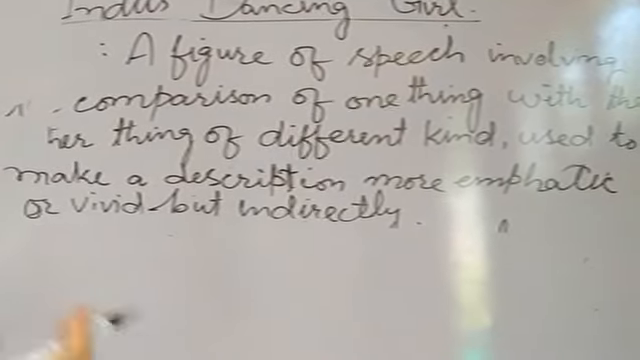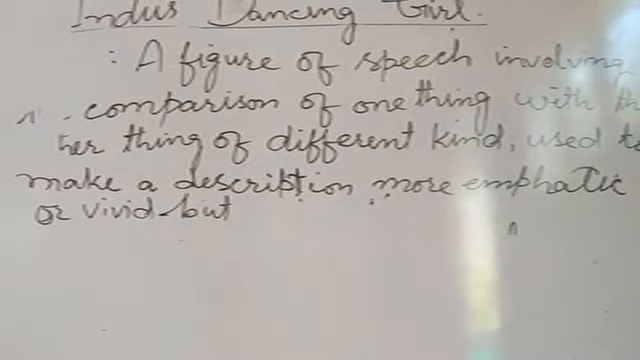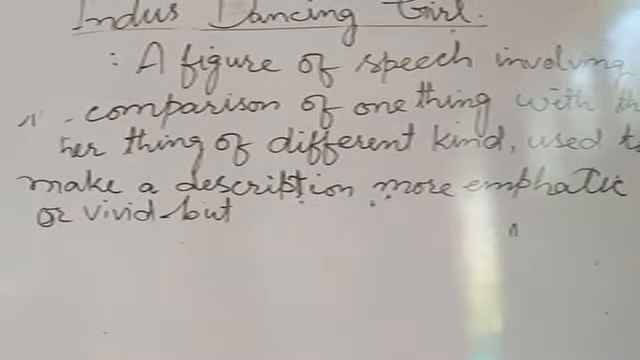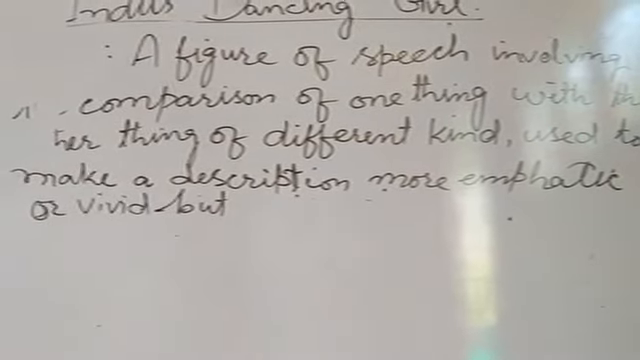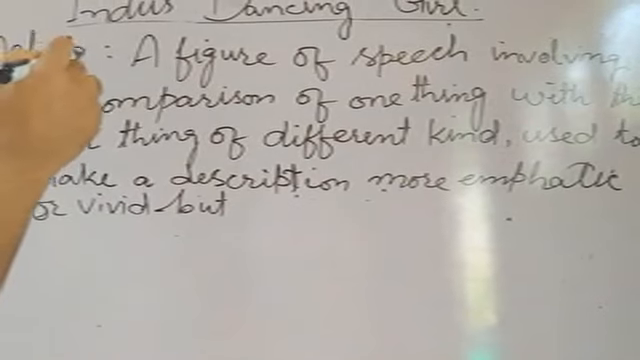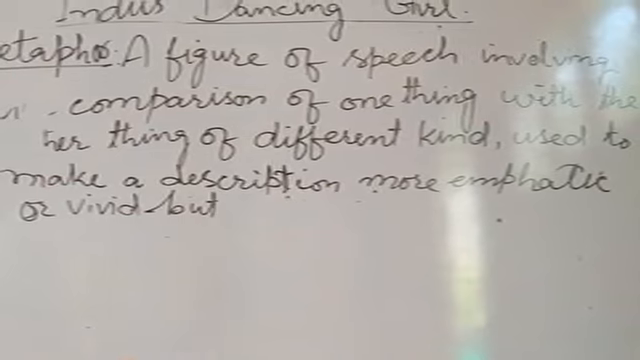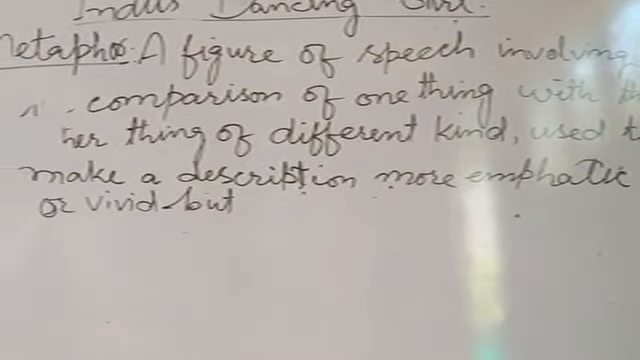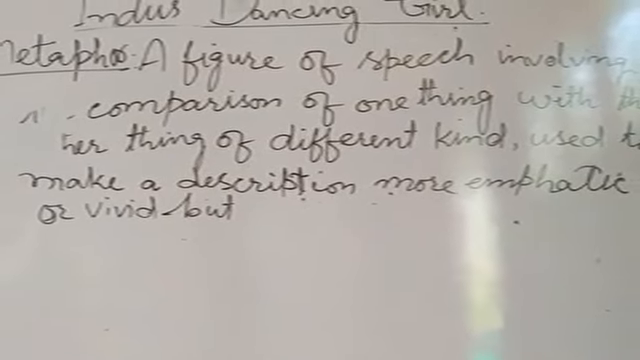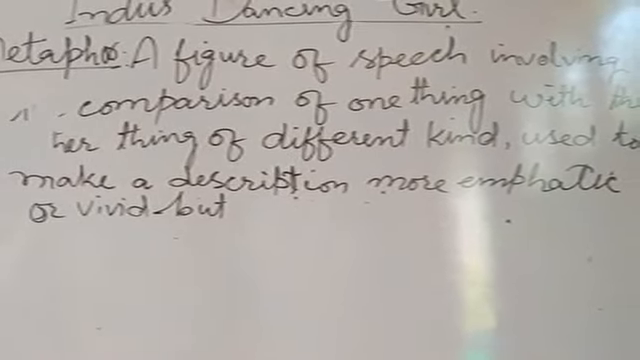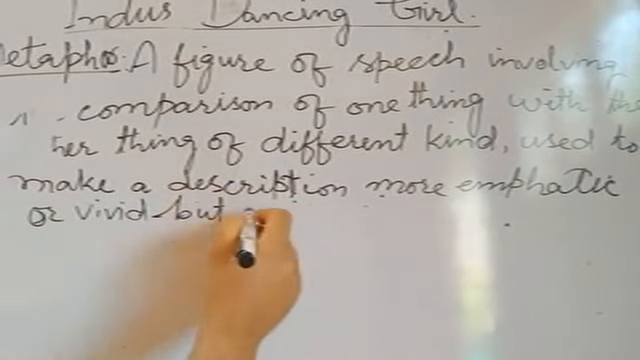Okay, there is a little bit of difference between simile and metaphor. Metaphor is the same thing. It is also a comparison between two unidentical things having the same qualities, but here we use the direct method. Metaphor, in metaphor, it's a poetic device used to compare two unidentical things having the same qualities. Okay, but here we use the direct method.